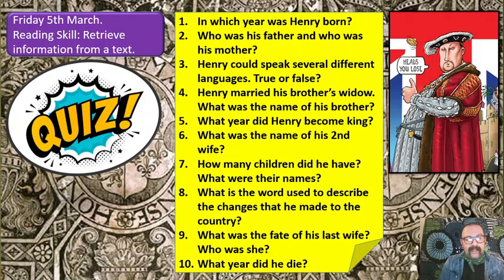Number 9, what was the fate of his last wife and who was she? Well, if you remember the rhyme, she survived. She was the one that outlived Henry, and her name was Catherine Parr. Okay, and what year did he die? Hopefully we've got the year 1547. So he died in 1547.